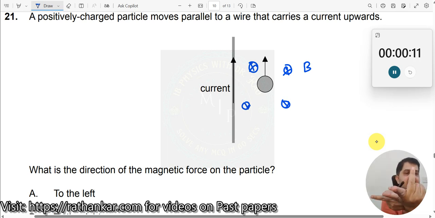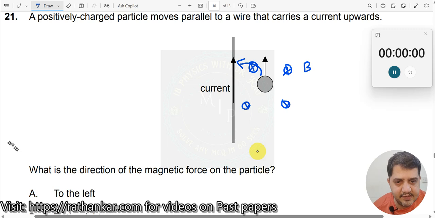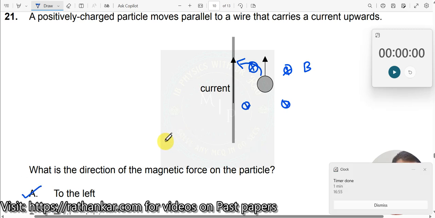Force is now swinging like this. See, this is my swinging one. You can see this. So therefore the force is now acting like this. Thus the charge will now move towards the left over here. So thus the answer is A.